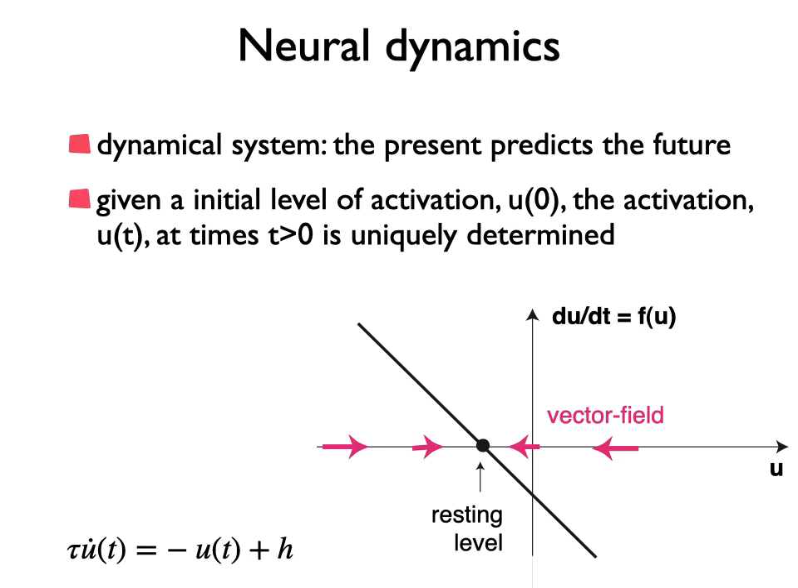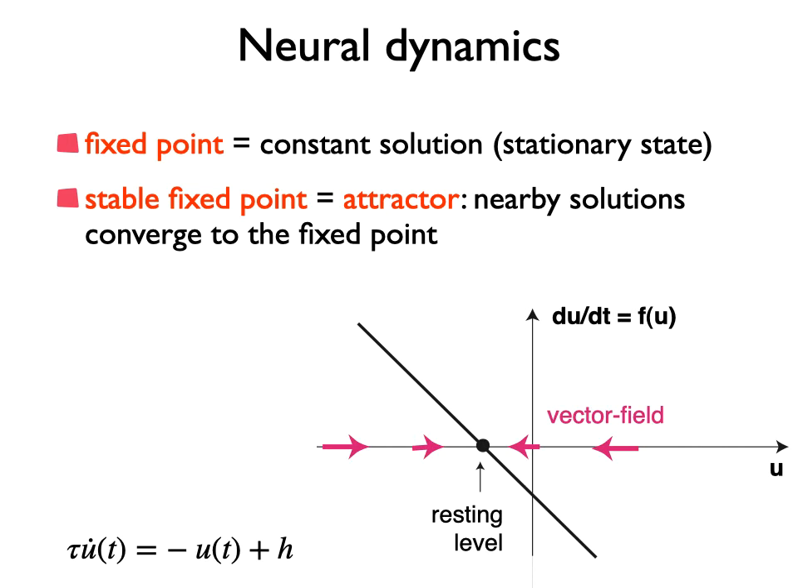So that attractor picture is a special case of the property of a dynamical system, that the initial condition of activation determines the future. The future is determined by just the current state. That makes it a dynamical system. And here again, the constant solution, the term is fixed point, and its stability, the capacity to attract, makes it an attractor.